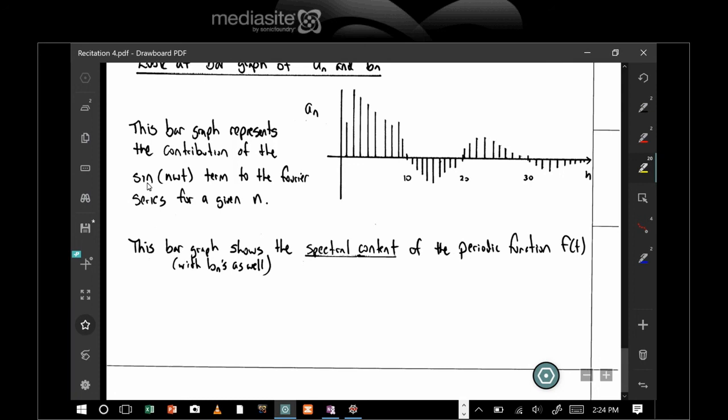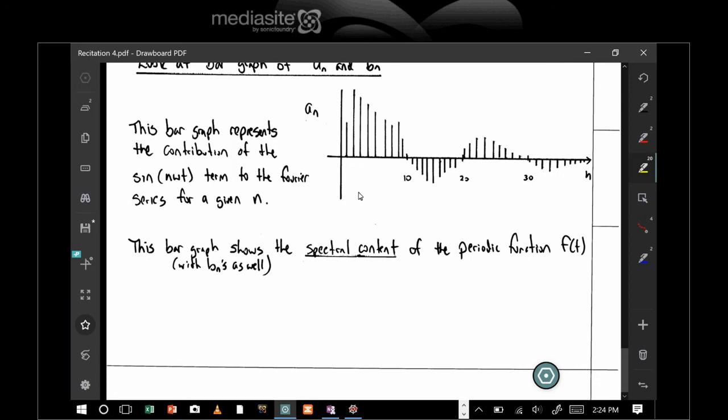Really, think about all those terms as sine waves. They all have different frequencies. So that term, that a sub n or b sub n, represents the contribution of that particular sine wave, and a sine wave is a spectral component. So what I like to think is that this graph really represents the spectral content of a periodic function. And let me give you just a simple example.